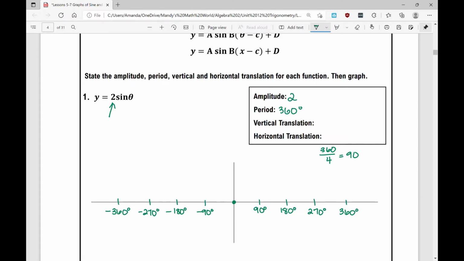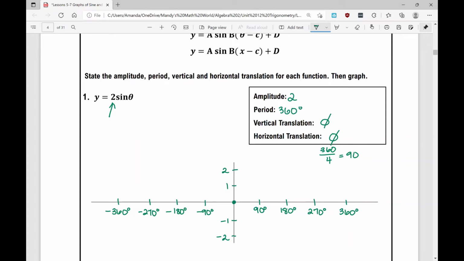Obviously all the graphs are going to look exactly the same, so it's all going to be about how you label your graph. If I say that's 1 and that's 2, now that's negative 1 and that's negative 2. So now it's all about how you label. In this case, we've got our period at 360, our amplitude at 2, no vertical translation and no horizontal translation. So now we're just going to graph this sinusoidal function.